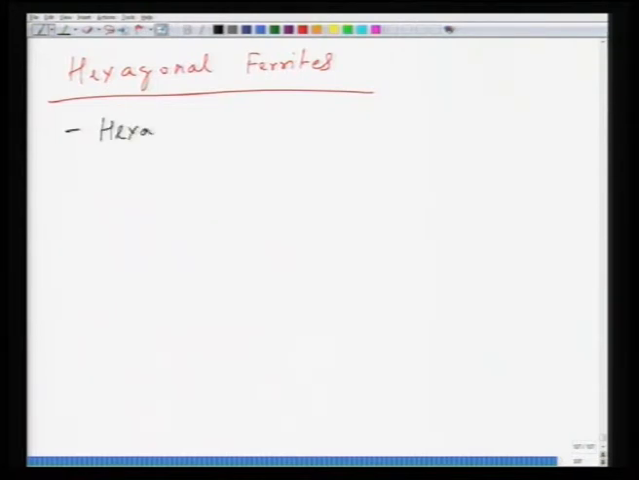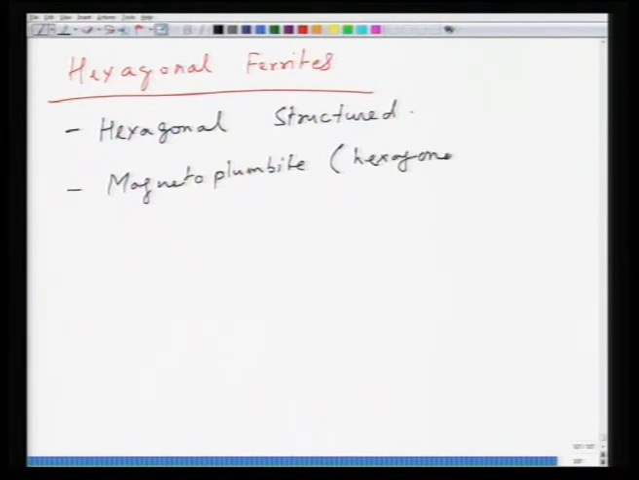Another category of magnetic ferrites is hexagonal ferrites. So as the name itself suggests, these are hexagonal structured, and the parent structure for these compounds is basically magnetoplumbite, which is a hexagonal compound, and these materials are also called in literature M-type ferrites. M-type comes from magnetoplumbite.